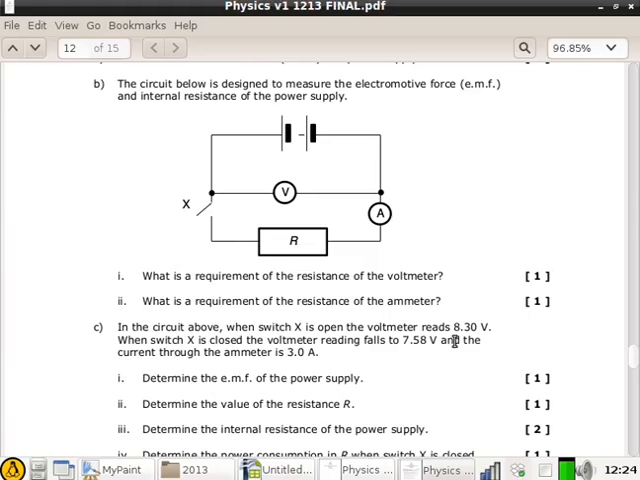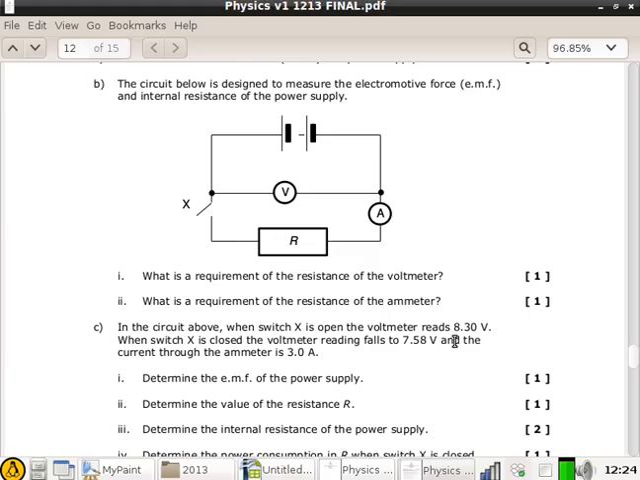So EMF is I R plus I r. Capital I, small r. Yes, that's the idea of the formula. Do you know what the small r is? Yeah, the internal resistance. And then the current through the ammeter is 3 amps. So the current is 3. So what is the EMF, the power supply? What is the value of the resistance? Determine the internal resistance of the power supply, and determine the power consumption in R.